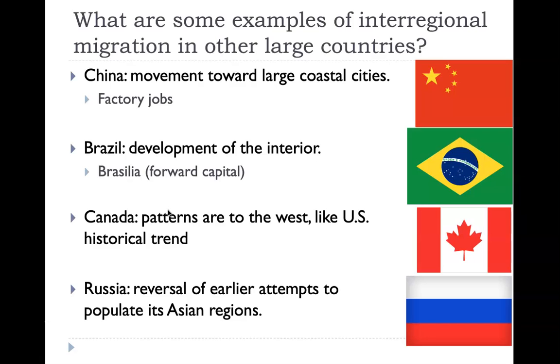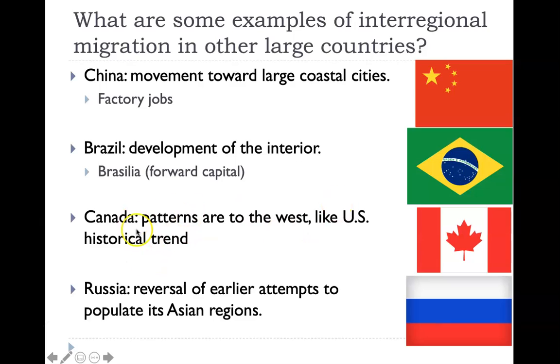Other examples of interregional migration in other large countries: we see the Chinese moving towards coastal cities, looking for industrial jobs, moving off of rice farms and into industrialized places. Massive movements of people going on right now as we speak. Brazil made a big push in a government policy to move people into the interior and off of the coast. They even moved their capital, and we call this a forward capital, moving Brasilia to the middle of the country, and basically carved it out of the Amazon rainforest.